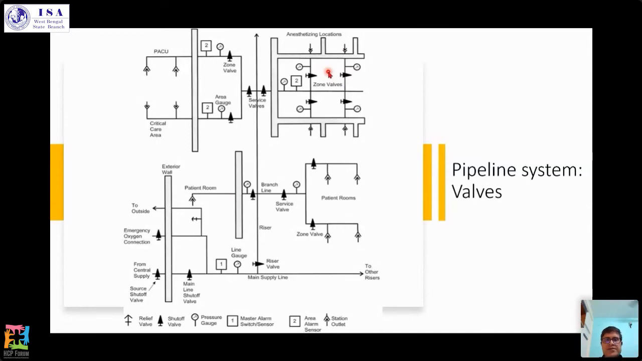So if there is any problem in any one of these isolated areas, the zone valves can be utilized to separate that area and carry out maintenance. Because unless we have this ability, we'll have to shut the whole system down, which is not possible. It can be dangerous. So there are many valves which separate out all possible zones.